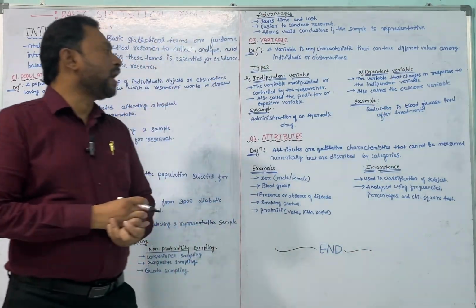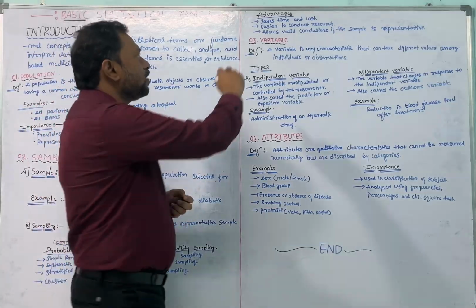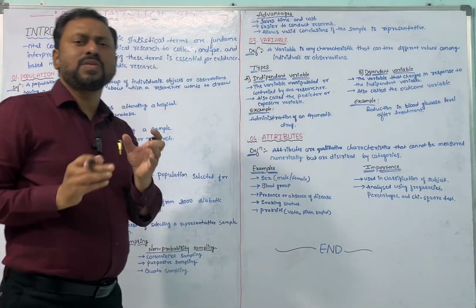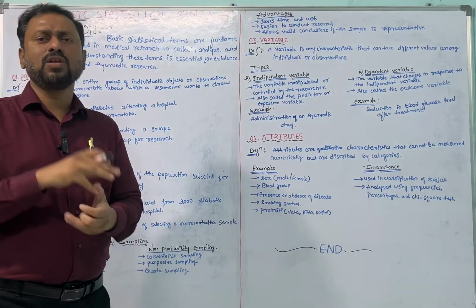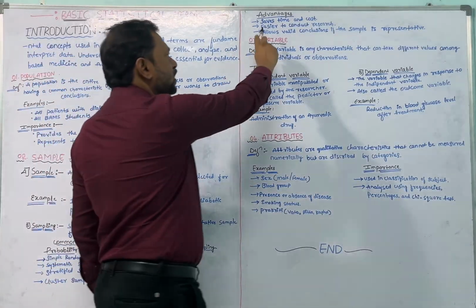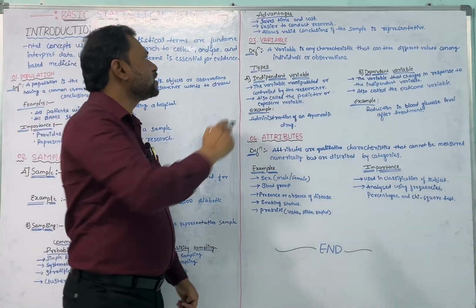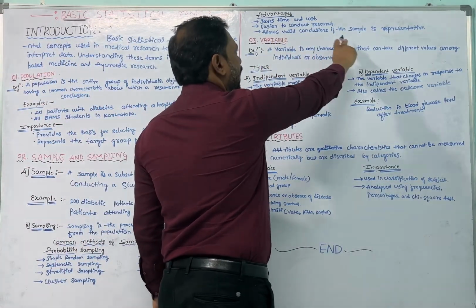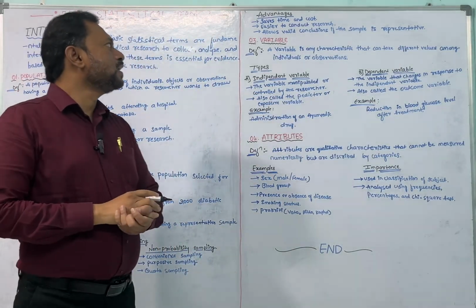Now, what are the advantages and benefits of sampling? It saves time and cost. Instead of doing research on the whole population, you select only a few people as samples, and this saves time as well as cost. It is easy to conduct research, and it also allows valid conclusions if the sample is representative. This is about the advantages.